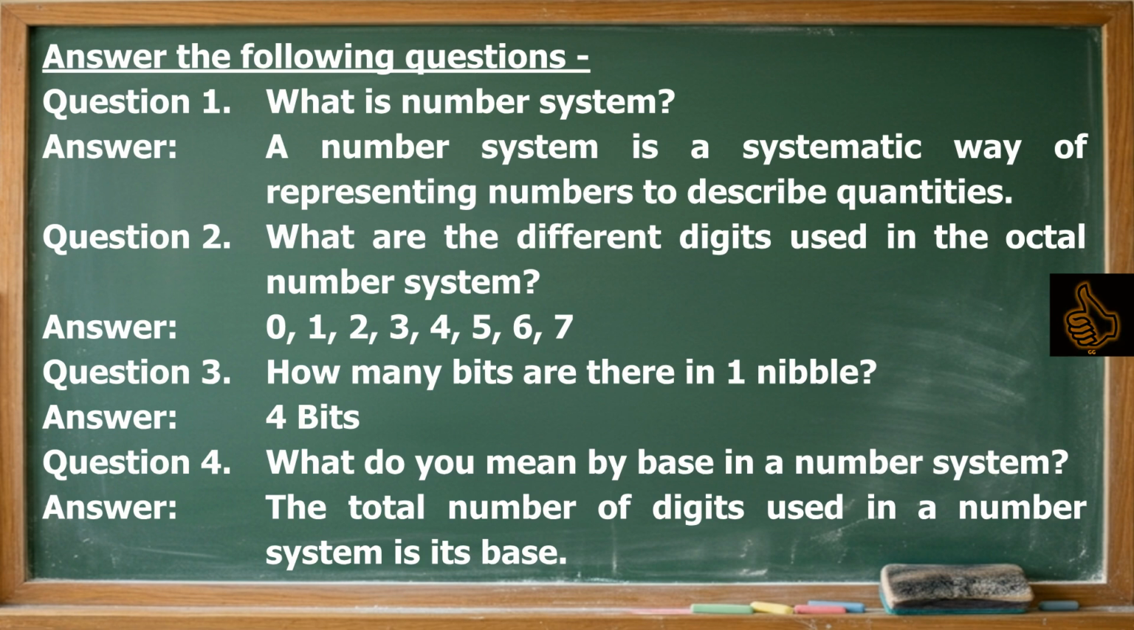Question 3. How many bits are there in one nibble? Answer. 4 bits. Question 4. What do you mean by base in a number system? Answer. The total number of digits used in a number system is its base.